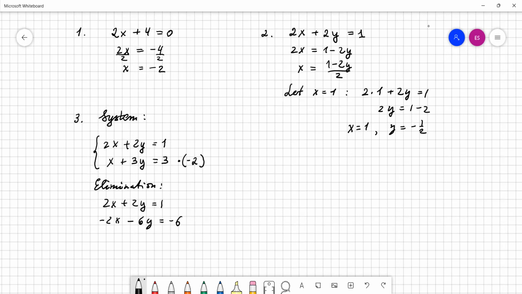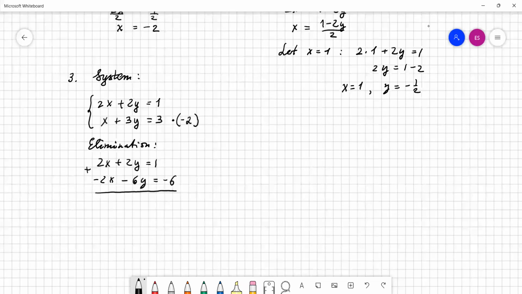I multiplied all the terms of this equation by -2. And then I'm going to add the first equation and the second equation. This way, what is going to happen? 2x minus 2x is going to cancel, right? 2y minus 6y is minus 4y. And here -6 plus 1 is going to give me -5. And my answer here is going to be -5 over -4, or 5 over 4.